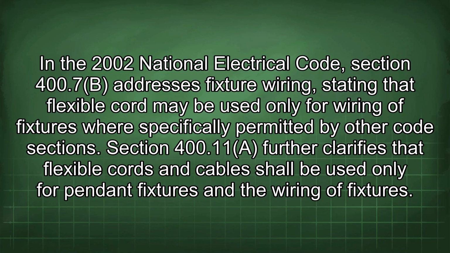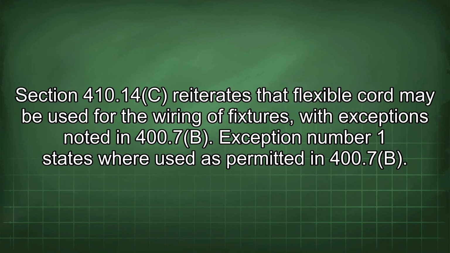In the 2002 National Electrical Code, Section 400.7(B) addresses fixture wiring, stating that flexible cord may be used only for wiring of fixtures where specifically permitted by other code sections. Section 400.11 further clarifies that flexible cords and cables shall be used only for pendant fixtures and the wiring of fixtures. Section 410.14(C) reiterates that flexible cord may be used for the wiring of fixtures with exceptions noted in 400.7(B). Exception number 1 states where used as permitted in 400.7(B).